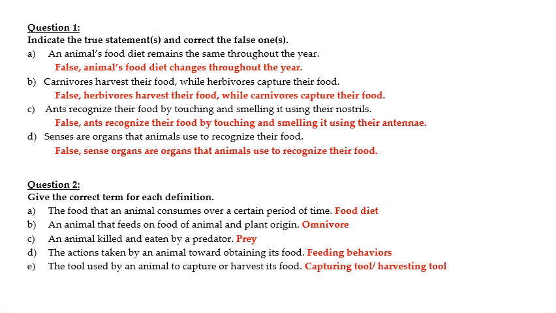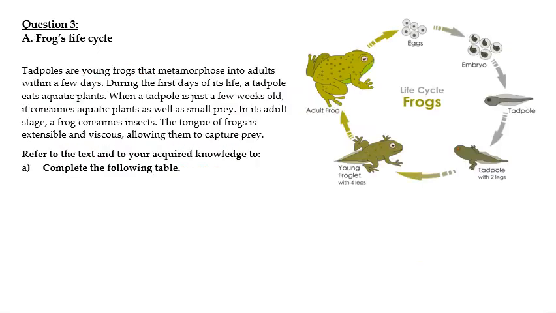The tool used by an animal to capture or harvest its food is known as capturing tool or harvesting tool, if they are carnivores or herbivores. Question 3. Frog's life cycle. Tadpoles are young frogs that metamorphose into adults within a few days. During the first days of its life, a tadpole eats aquatic plants. When a tadpole is just a few weeks old, it consumes aquatic plants as well as small prey. In its adult stage, a frog consumes insects.